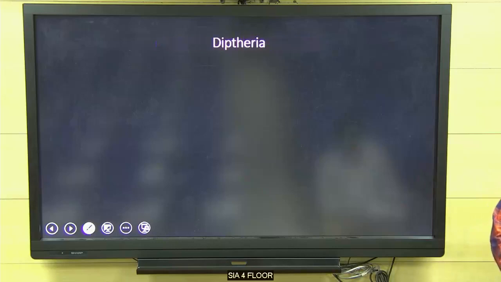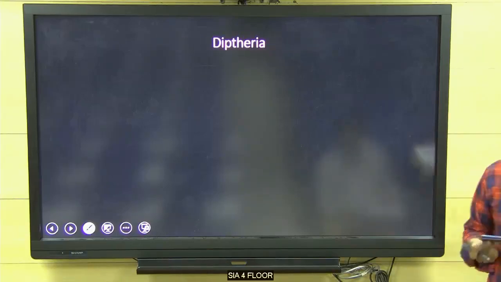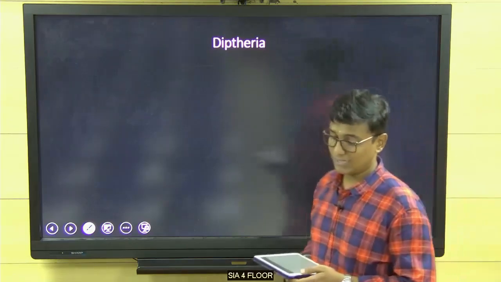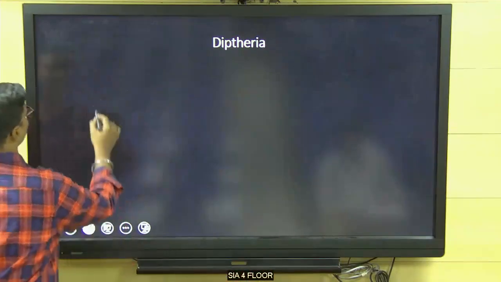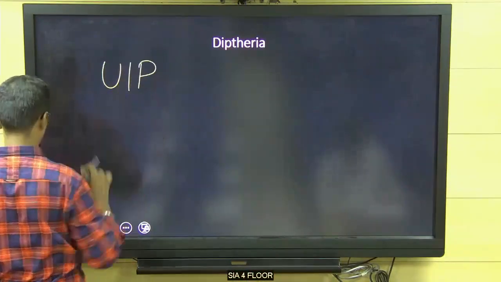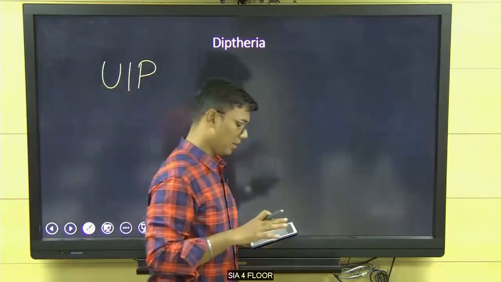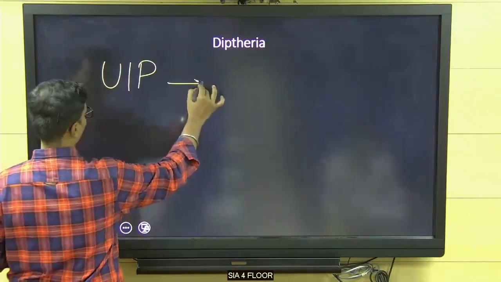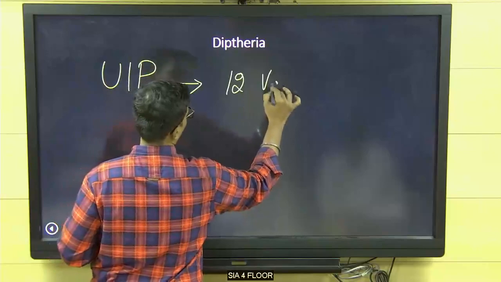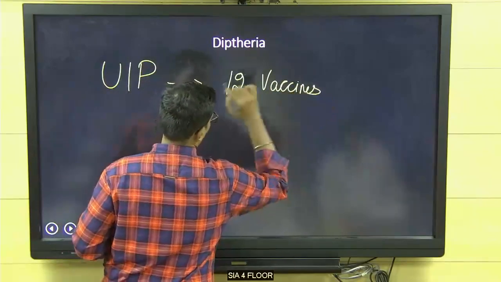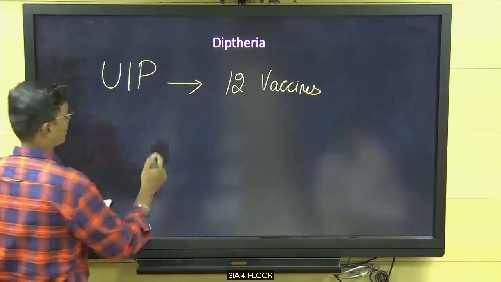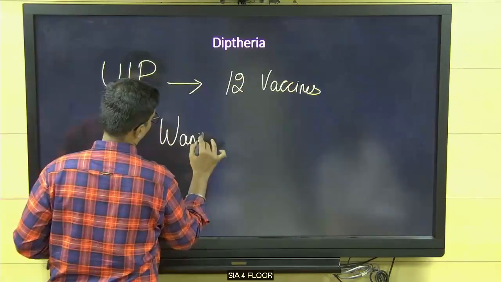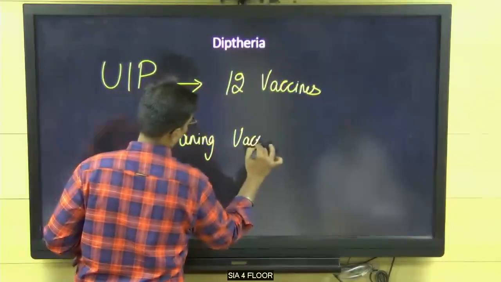Good. Talking about diphtheria. Diphtheria was widely discussed because in Kerala there are cases of adult diphtheria. The diphtheria vaccine is included in the Universal Immunization Program in India, UIP. How many vaccines are covered in the Universal Immunization Program? 12 vaccines. And in this, the pentavalent vaccine for diphtheria is covered. But even then, there is something called waning vaccine immunity, that is, reducing vaccine immunity.